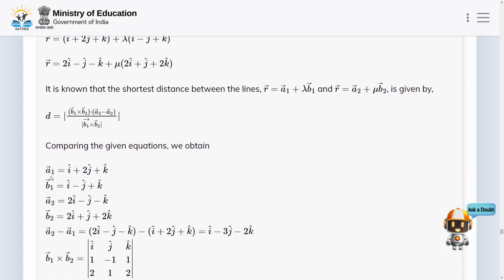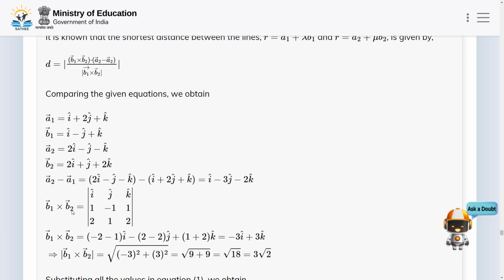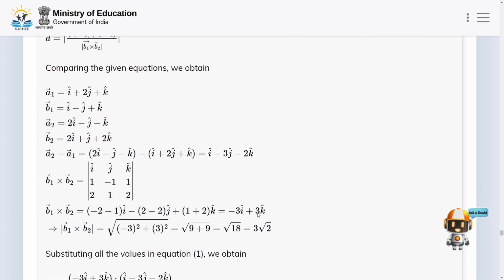So on comparing, you will have A1 as this, B1 as this, A2 as this, B2 as this. A2 minus A1 will be i hat minus 3j hat minus 2k hat. B1 cross B2 will be given by this determinant, and this will give you minus 3i hat plus 3k hat, and the magnitude will be root of minus 3 whole square plus 3 square, which means 3 root 2.